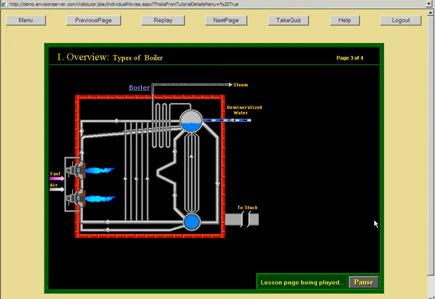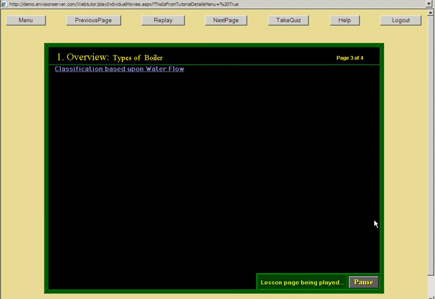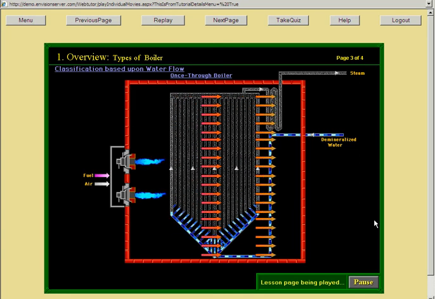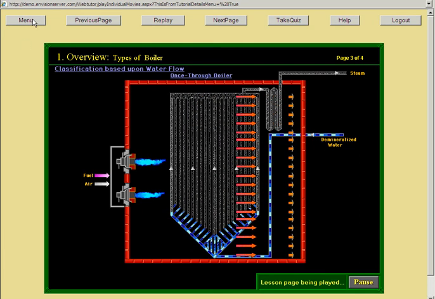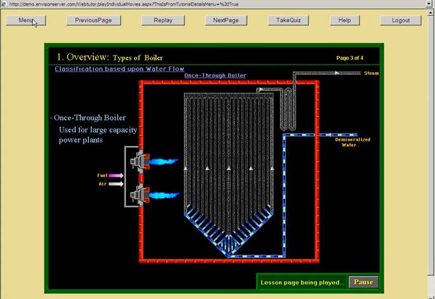There are several types of boilers, and their structure varies widely depending on their capacity. Boilers can be classified based on mode of the water flow and mode of air and flue gas flow. Classification based upon water flow. In a boiler, the water can be heated in many ways. In some boilers, the water converts to steam as it flows from inlet to outlet in heating tubes. This type of boiler is called a once-through boiler, and it is normally operated in the supercritical pressure region. It is mainly used for large capacity power plants.